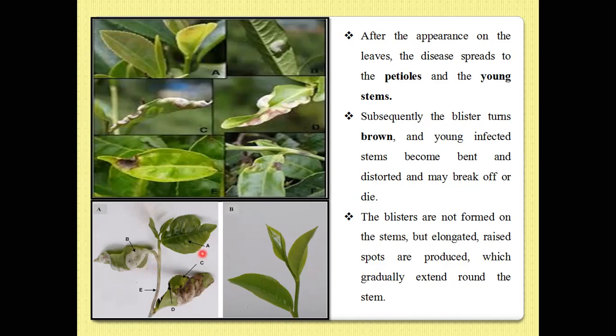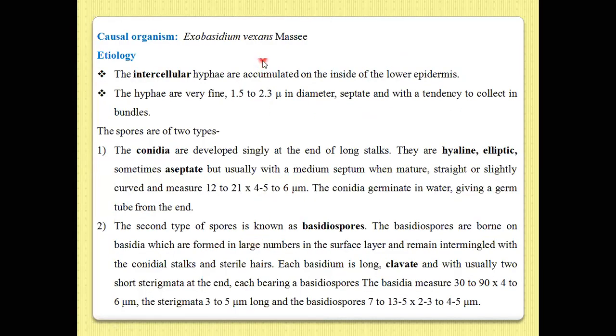Okay, so this type of infection is seen on tea plants, majorly on the leaf portion and shoot portion or younger stem portions. This is the infection seen on tea plants due to the fungus Exobasidium vexans. This fungus is responsible for producing the blister blight symptom seen on tea plants.